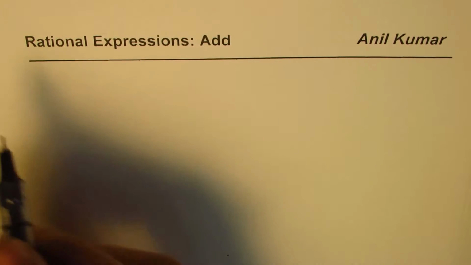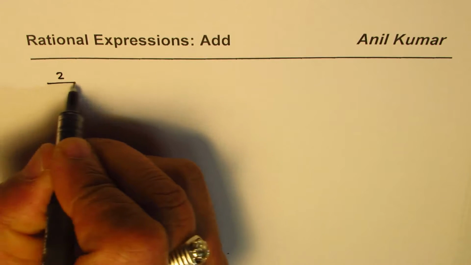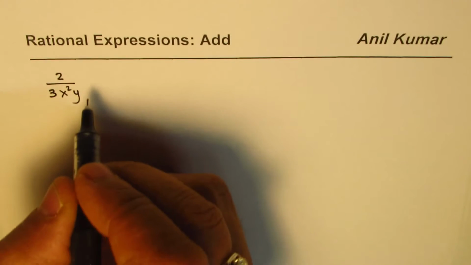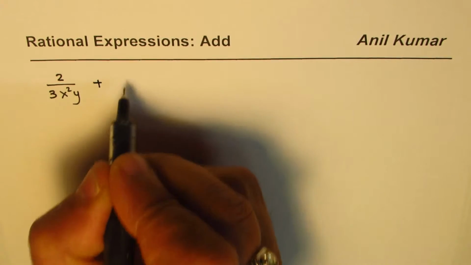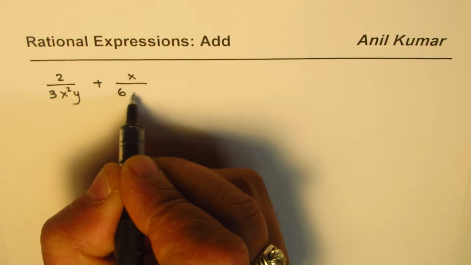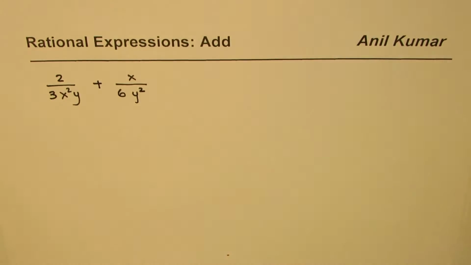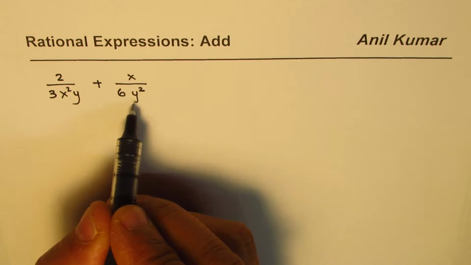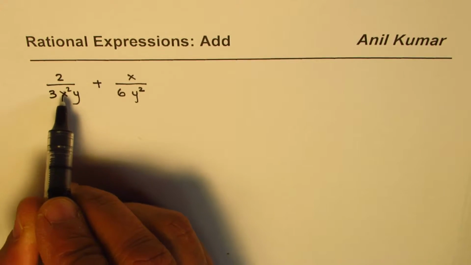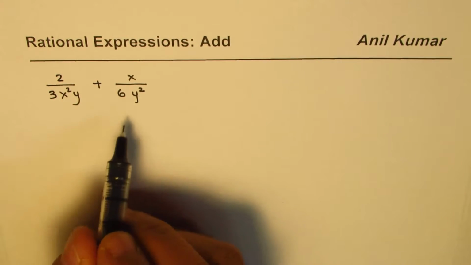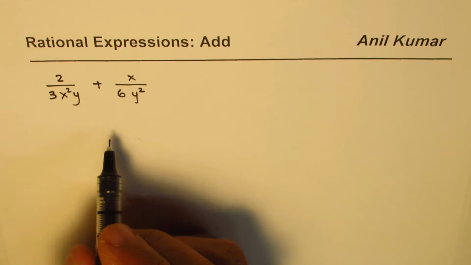Let me take few examples. Let us say we have 2 over 3x squared y as one rational expression, and we need to add this with x over, let's say 6y squared. So these are two rational expressions. We want to add them. To add, we should have common denominator. Denominator of the first one is 3x squared y, and for the second one is 6y squared. Now, what could be the common denominator?